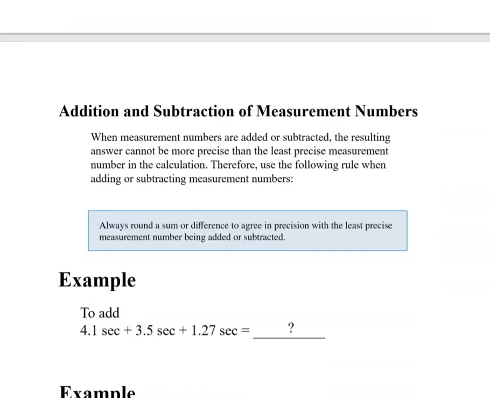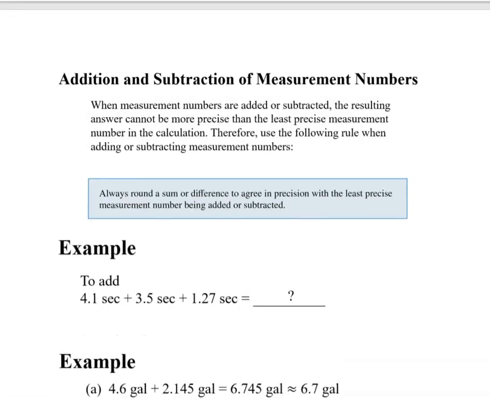When measurement numbers are added or subtracted, the resulting answer cannot be more precise than the least precise measurement number in the calculation. Therefore, use the following rule when adding or subtracting measurement numbers. Always round a sum or difference to agree in precision with the least precise measurement number being added or subtracted.